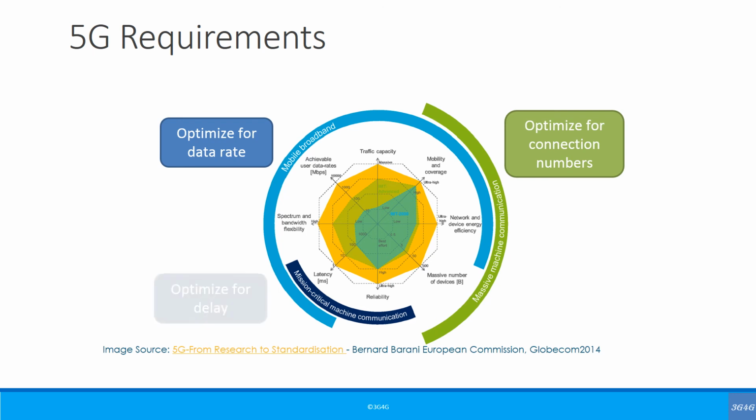And finally, you want to optimize for delay. For really mission critical communications, you want to have really low delay. People are talking about sub millisecond latency. Again, it's a very tough ask from this technology, but that's the theory. So you want to optimize the network for the delay.